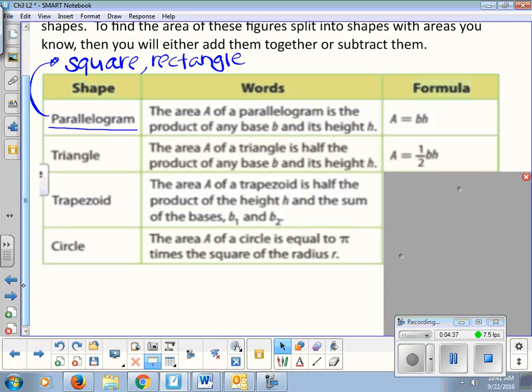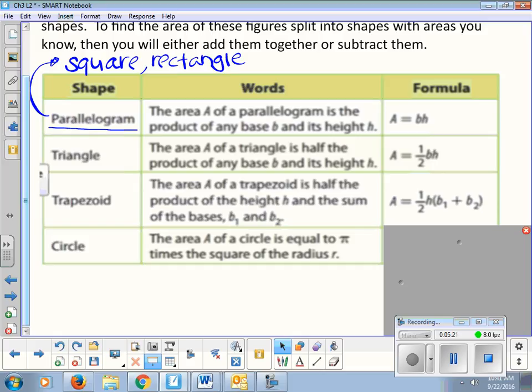For a trapezoid, does anyone remember that one? It's a little bit different. Yeah, you're very close. You have to add your bases together. So its area equals 1/2 the height times base 1 plus base 2. Since base 1 and base 2 are added together in parentheses, that means that's what we do first. So area equals 1/2 the height times, in parentheses, base 1 plus base 2.